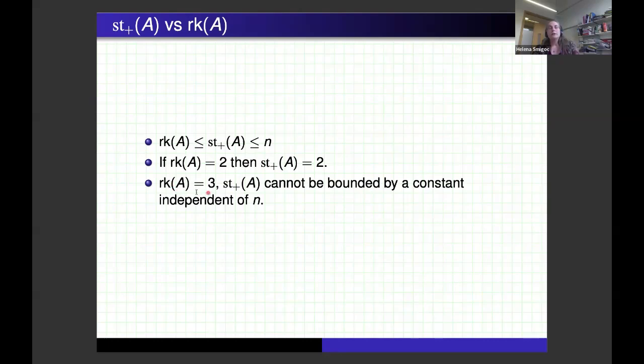Because even for rank 3 matrices, we can find matrices that have SNT rank of A as big as we like. So of course the matrices will have to be big in that case, but we cannot bound the SNT rank independent of n. So it has to be just with the rank of the matrix, we cannot bound the SNT rank.